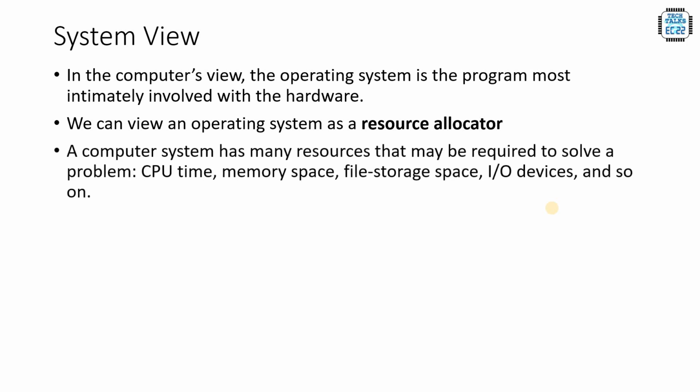Why is it called a resource allocator? Because it has many resources that may be required to solve a problem. For example, CPU time, memory space, file storage space, input-output devices, and so on. For example, if I wish to copy a file into a mobile phone folder, at that time what happens? As a user, I am just copying a file into some folder. But from the system's perspective, the system has to check whether this particular space is available or not. If the space is available, then that amount of space is allocated to that particular file.